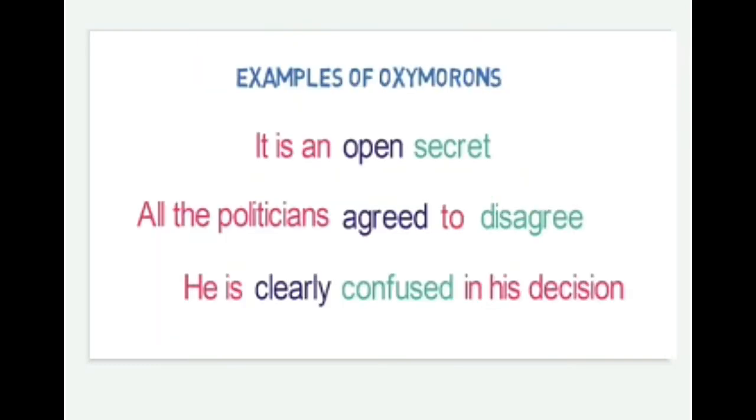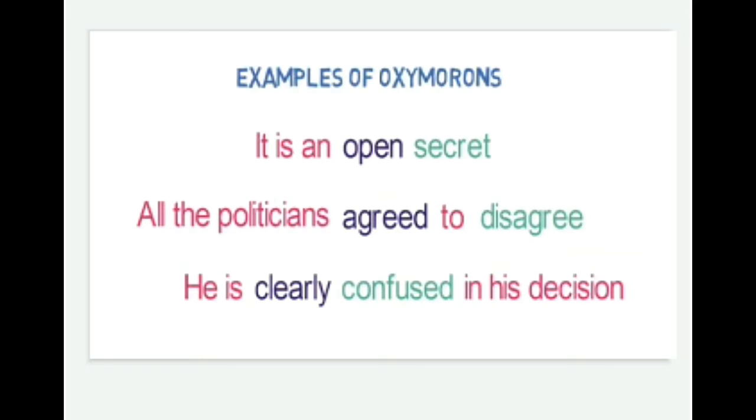Some examples of oxymorons: it is an open secret. An oxymoron is something opposite. A secret is normally kept closed, but it is an open secret. What is the meaning of open secret? A secret that is obviously not really secret.